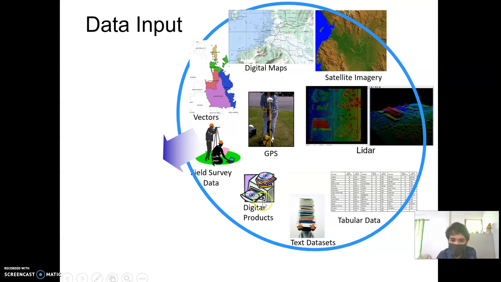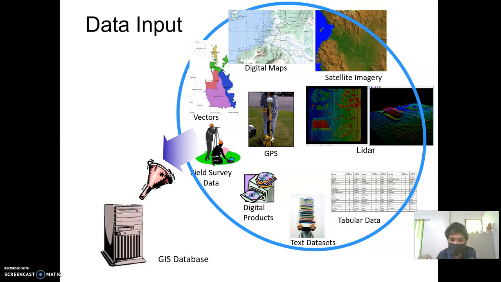Then we have also what we call digital products. In the past, they were stored in USB or CDs. And then we have also tabular data. If you go to the field, I told you in forest surveying that we have the different types of notes that we use. In notes, we use tabular data in order to input what we measure in the field. There is also text data that you get from books or previous surveys that we utilized and inputted in the GIS system. We filter all that and we make our own GIS database.